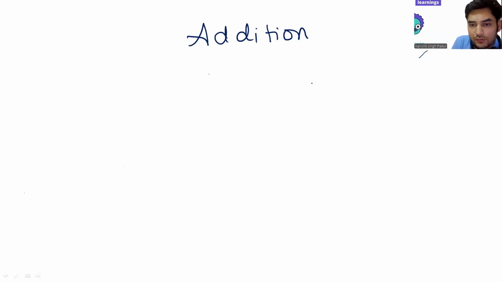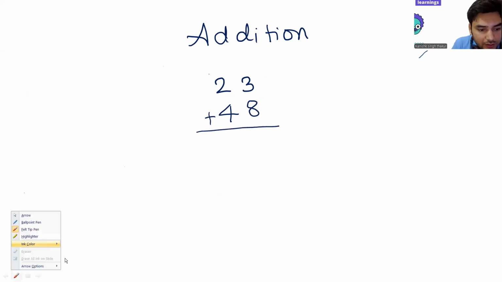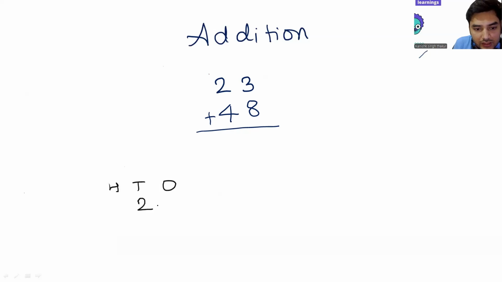Suppose you have this number 23 added to 48, right? This is what I have. Okay. First of all, you must know about the place value, right? Ones, tens, hundreds, like that, right? Suppose I have 23 written. So this 3 is written in the ones place, so it would be 3. This 2 is written in the tens place, so it would be 20.